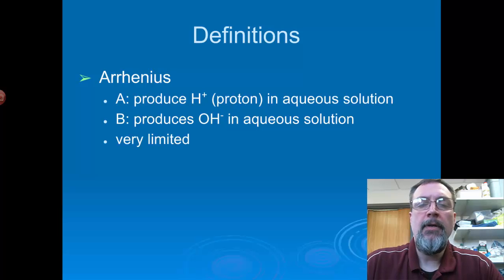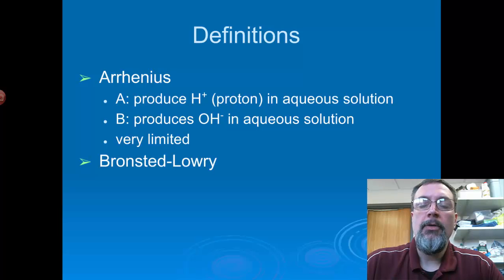Okay, this is very limited because it doesn't account for acids or bases that don't necessarily fit these descriptors, and yet there are many. For example, ammonia. Ammonia is a base. It doesn't produce or contain hydroxide ions. So according to Arrhenius, it wouldn't be considered a base, but we know it is.